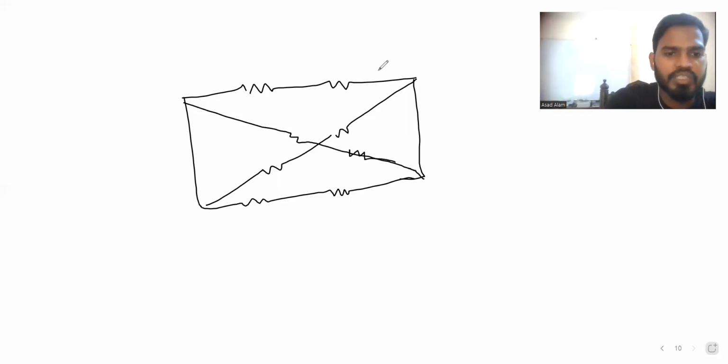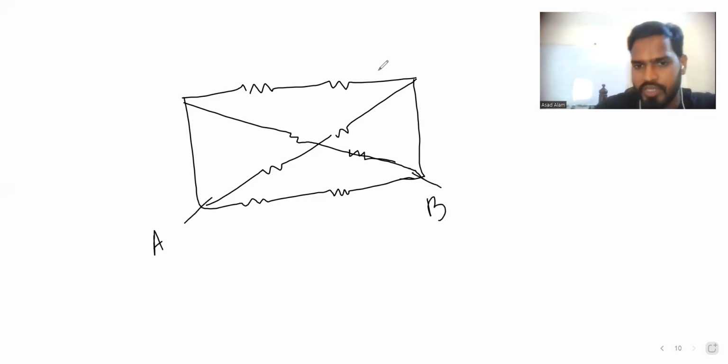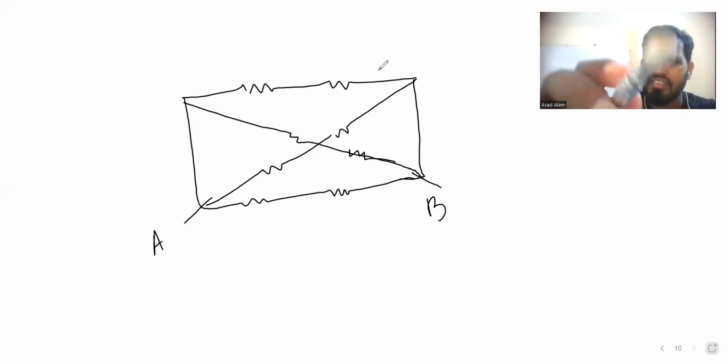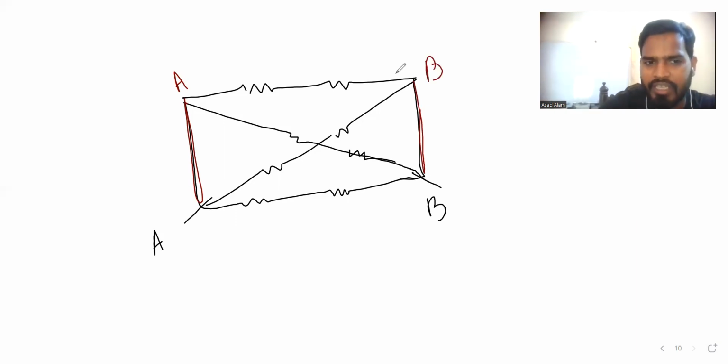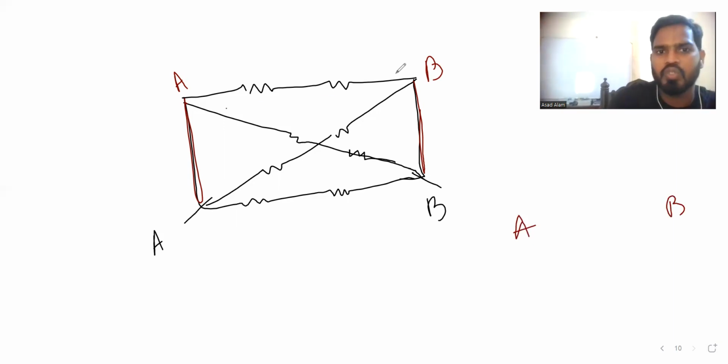So this point is A and this point is B. All the resistors are R. Again, this is pretty simple. Now see, this is A. Because in between there is no drop, this is also B. Now all the resistors are between A and B. So 2R.